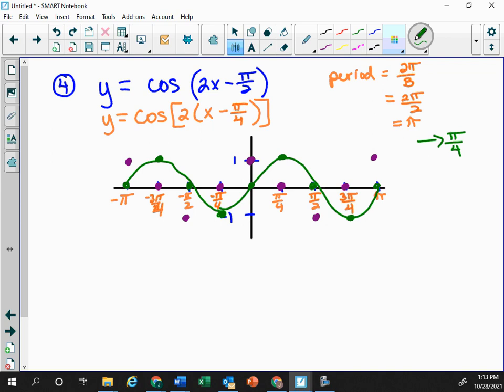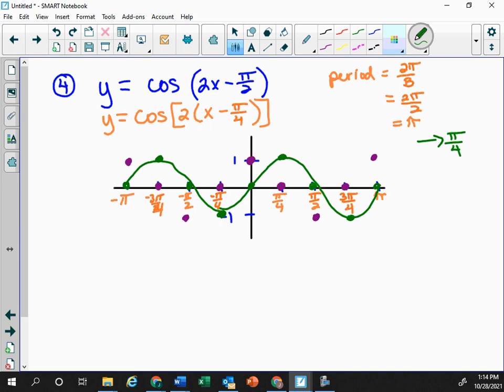I'm guessing it's tangent graphs. It's not bad, it just has asymptotes. Tangent, cotangent, secant, and cosecant all have asymptotes because they all have points where they're undefined on the circle. That's not for today, that's a later problem, okay?